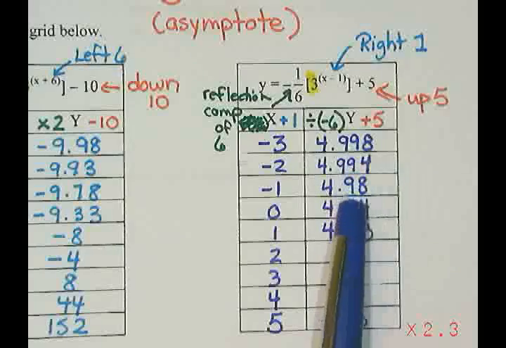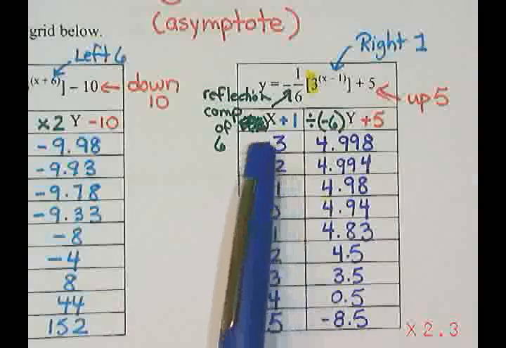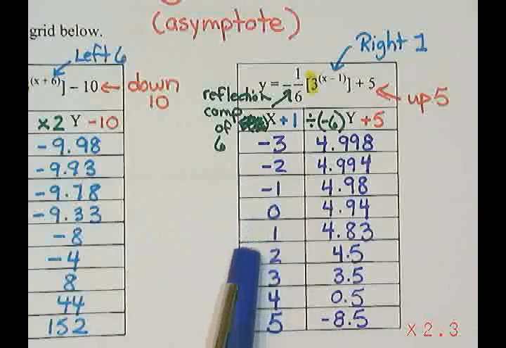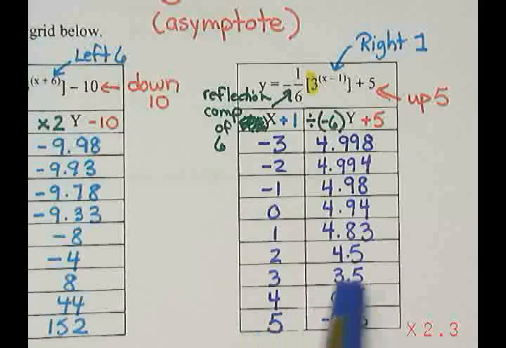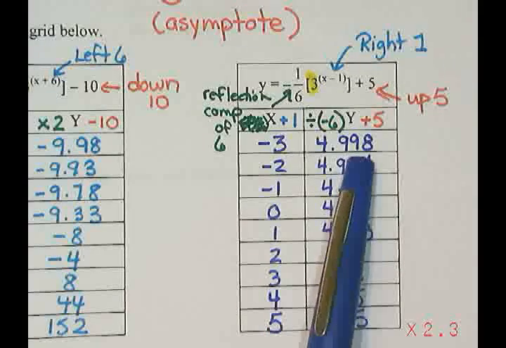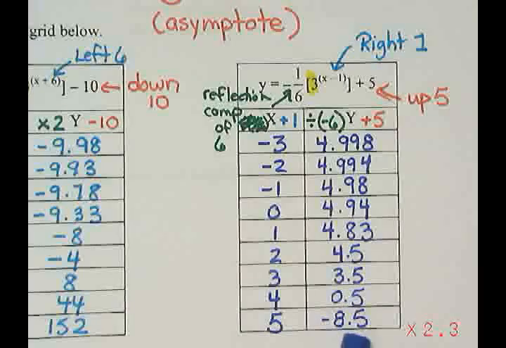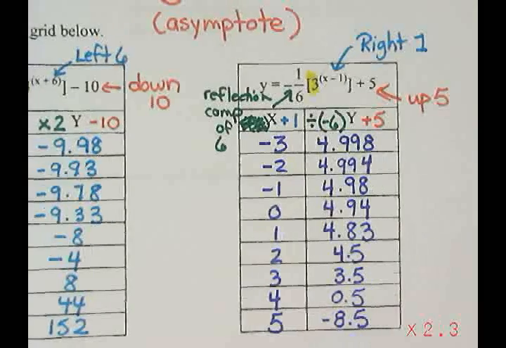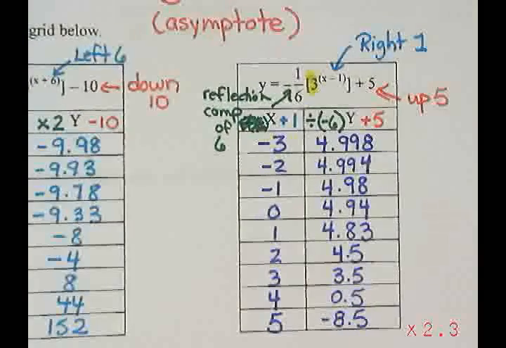So on my calculator, I calculated the values for both. I took my x values of 3 to the x and I added on a 1. And then I took the y values from 3 to the x and I divided by -6 first, and then added 5. So hopefully your numbers match up.